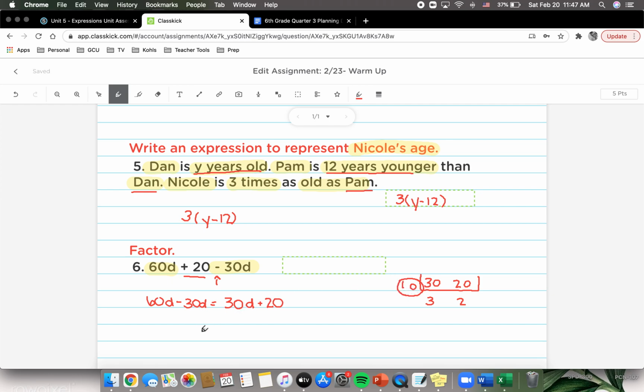Now that we know our greatest common factor is 10, I'm going to write 10 times what gives us 30D. We solved that right here: 10 times 3D gives us 30D. Our middle operation was adding, so we have to make sure we continue with our adding. Our greatest common factor was 10, and 10 times 2 gives us 20. Our greatest common factor always goes on the outside of our parentheses, and then we have the 3D plus 2 that goes on the inside. And that's our answer for number 6.